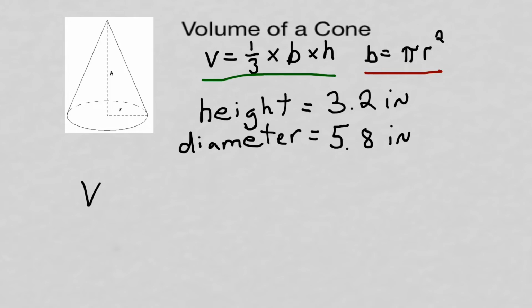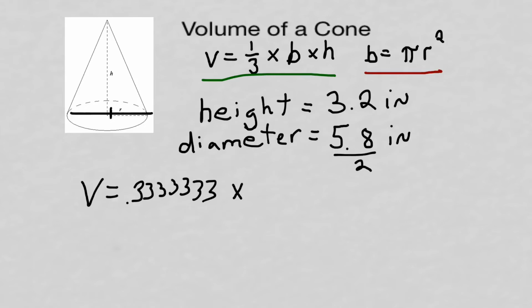Let's see, volume equals, we're just going to go ahead and put our 0.3333333 down, all right? That is our 1/3 times the base. All right, here's the key point here. This is in diameter. Diameter is all the way across. We just want half of that. Half of 5.8, we divide by 2, is 2.9. All right. So the radius is going to be 2.9.